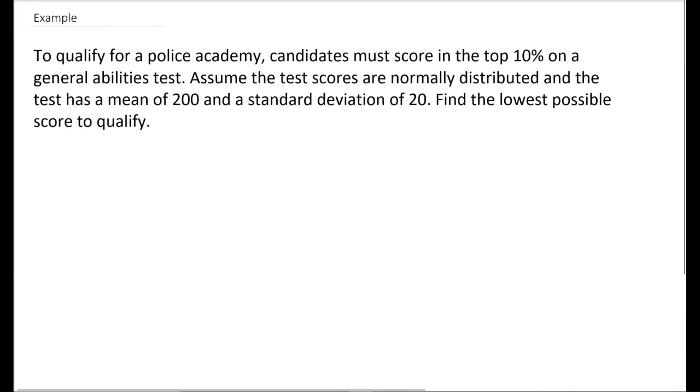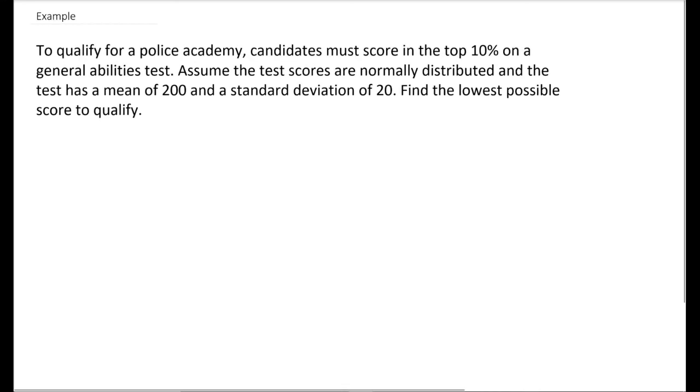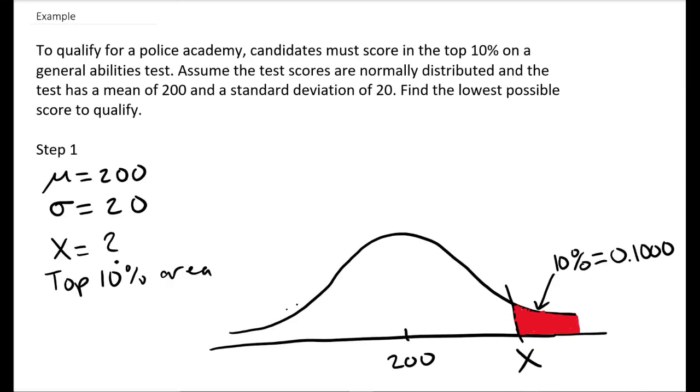All right, so we're going to show you how this works. To qualify for a police academy, candidates must score in the top 10% on a general abilities test. Assume the test scores are normally distributed and the test has a mean of 200 and a standard deviation of 20. Find the lowest possible score to qualify. All right, so step one is to draw the normal distribution and shade the indicated percentage that they want. In this case, the mean is 200 because we want the average score, and the standard deviation is 20.